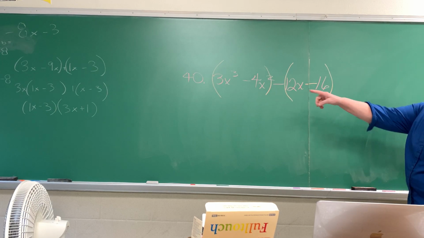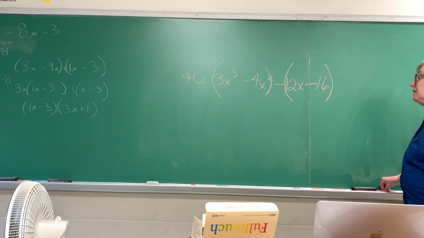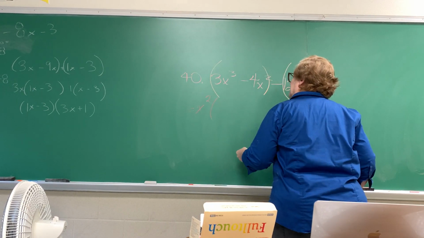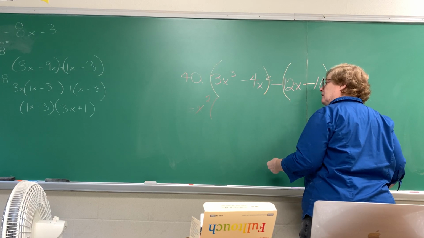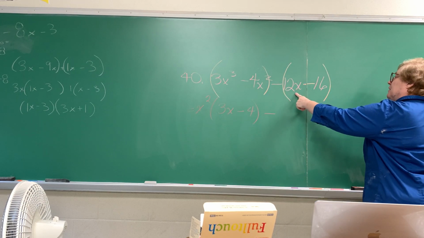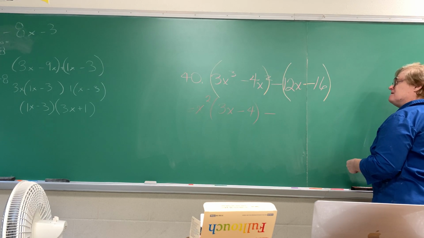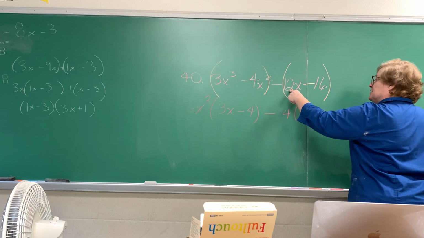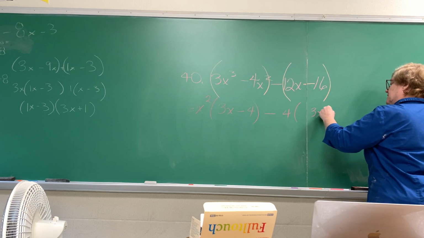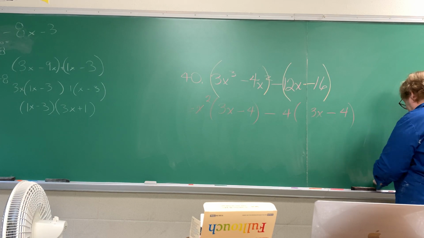All right, what's common between 3x cubed and 4x squared? And what's left if I pull out an x squared? Excellent. What's common between 12x and 16? A little bit more. Good. 12 divided by 4, 3, and then we still have a minus. 16 divided by 4, 4. Okay, good.